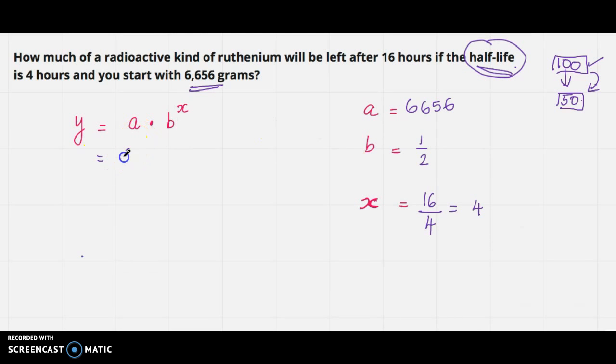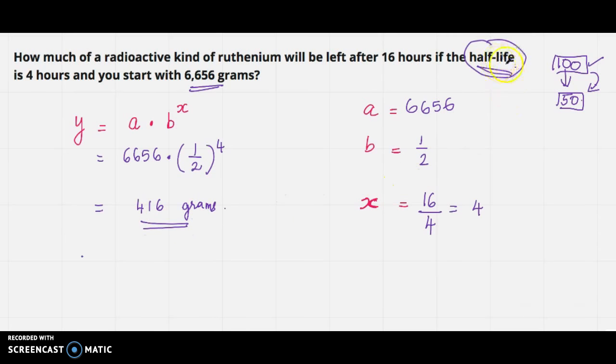Now you just plug it into the formula. Initially A is 6,656 times, instead of B you have 1/2 to the power of 4. So first you put 1/2 to the power of 4 in the calculator, get the answer, and then multiply that by 6,656, and your answer is going to be 416 grams. That's what you're going to be left with.